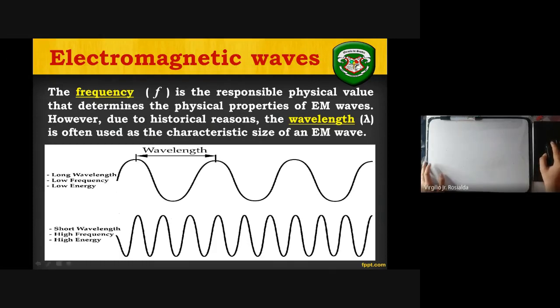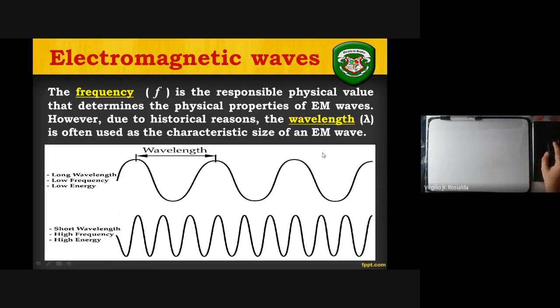And technically, these two things describe our wave. So technically, this gives us the physical properties of EM waves. Itong dalawa na to ang nagbibigay sa atin ng physical properties in order for us to understand more what is electromagnetic waves. So here, I have two different waves.